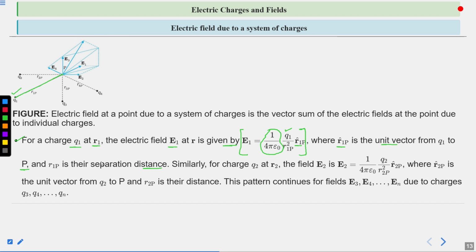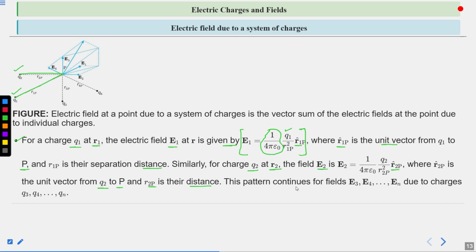Now similarly for the other charges. For charge Q2 at r2, E2 is 1 upon 4 pi epsilon naught Q2 divided by r square 2P r cap 2P, where r cap 2P is the unit vector from Q2 to P and r2P is their distance from the point P where we have to find out the electric field due to charge Q2. I hope this is clear.